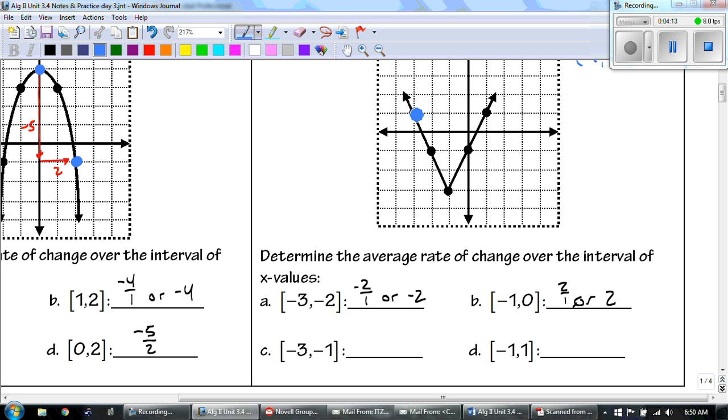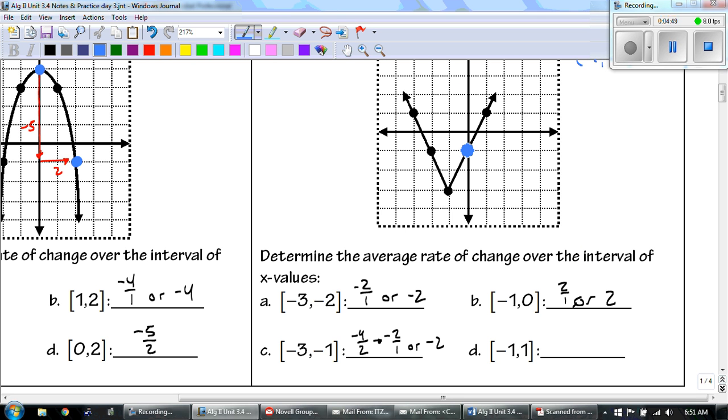When x is -3 and when x is -1, I have to go down 1, 2, 3, 4. I went down 4 and to the right 2. So going down 4 to the right 2, well, that reduces to -2/1 or -2. Oh my gosh, no matter where we're going, it looks like it's the exact same.